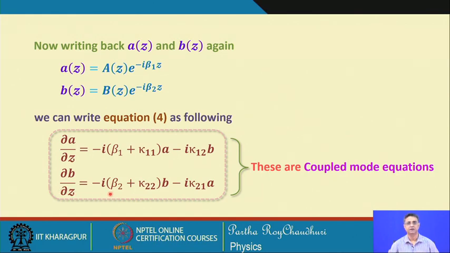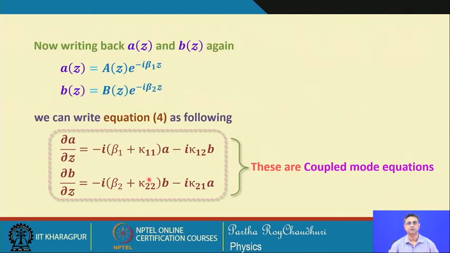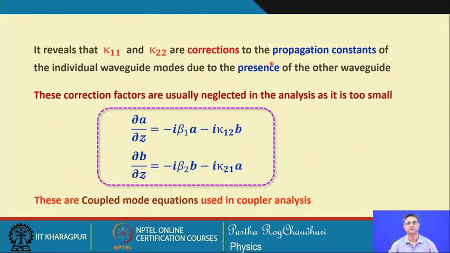that is z, is related to the amplitude of the mode in waveguide 2 itself, and the interaction with the amplitude of the wave in waveguide 1. So these are the coupled mode equations, very famous and well known and used on many occasions in physics when the coupling of waves is concerned. And from this expression we can see that kappa 1 and kappa 2 are the corrections to the propagation constants of the individual waveguides.